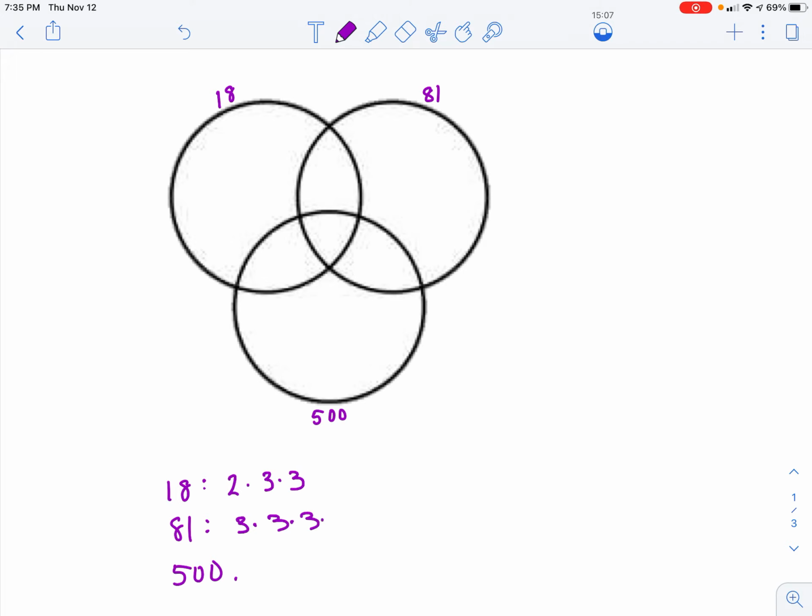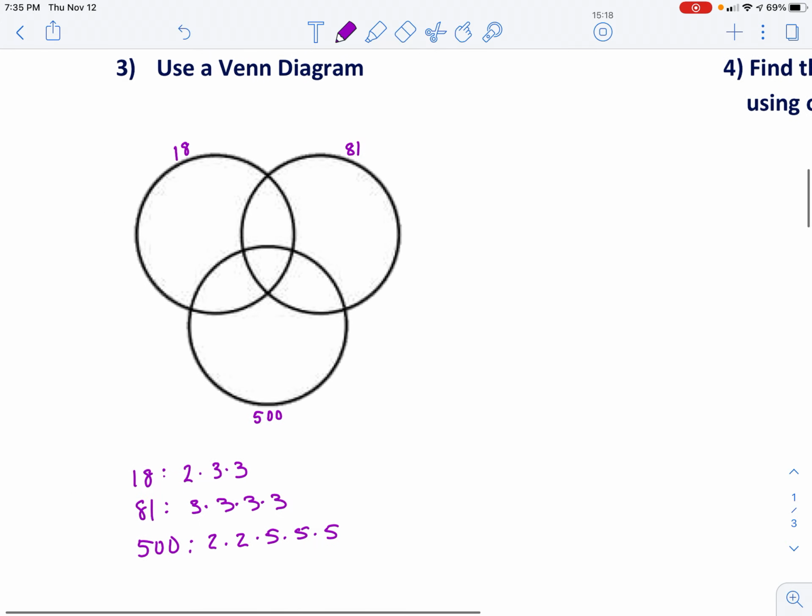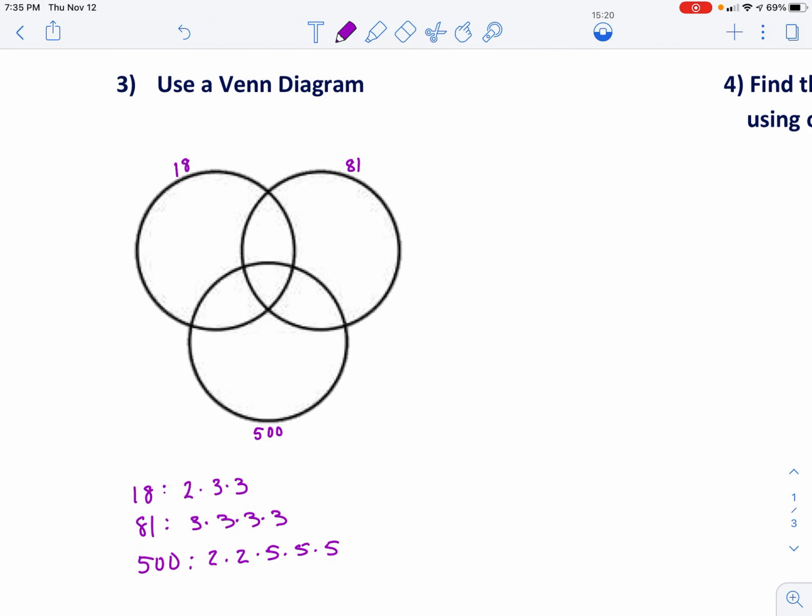3, 3, 3, and 3. And 500 is only 2 times 2 times 5 times 5 times 5. I had 3's in there that did not belong. So sorry. Okay, so let's try this again.